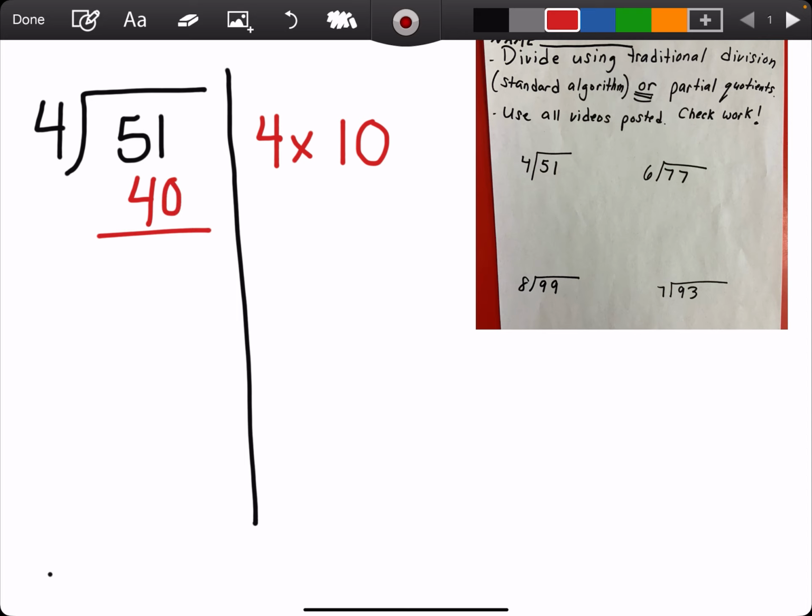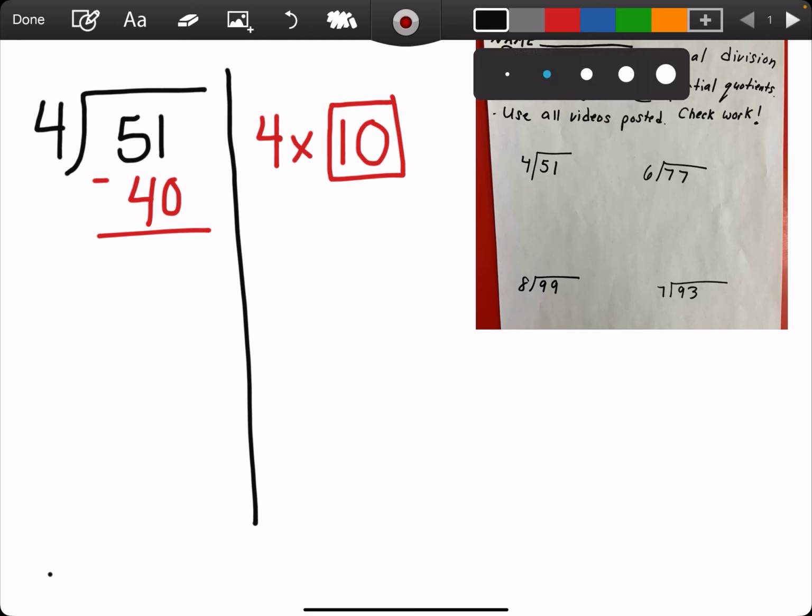So I'm going to put the 40 there, and I'm going to subtract it. I'm going to take it away from the 51, all right? Because that's 10 groups of 4, and 4 times 10 is 40. So now I subtract, and 1 minus 0 is 1, and 5 minus 4 is 1.